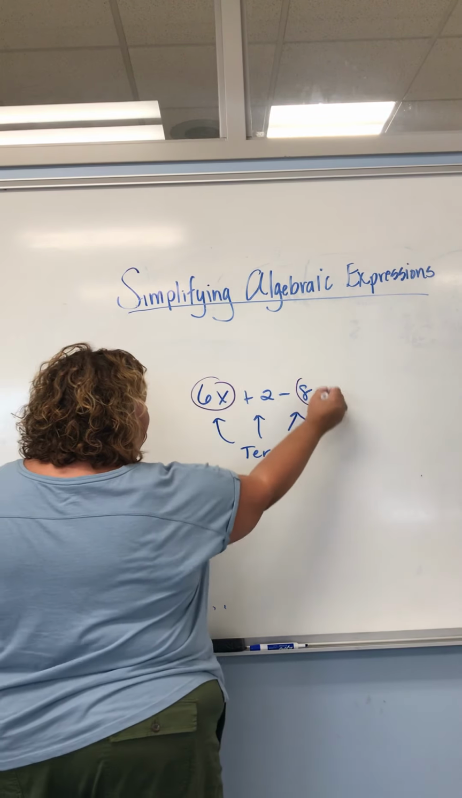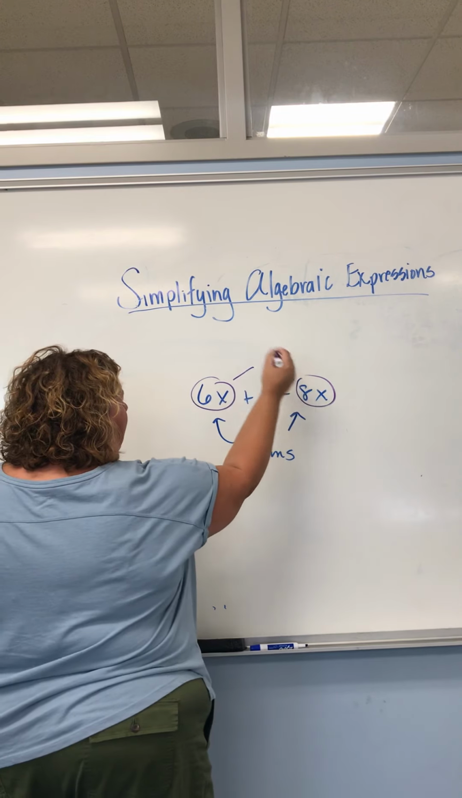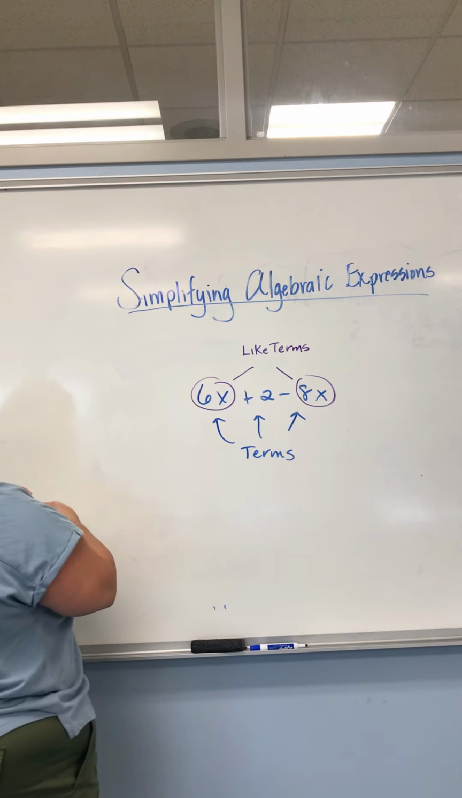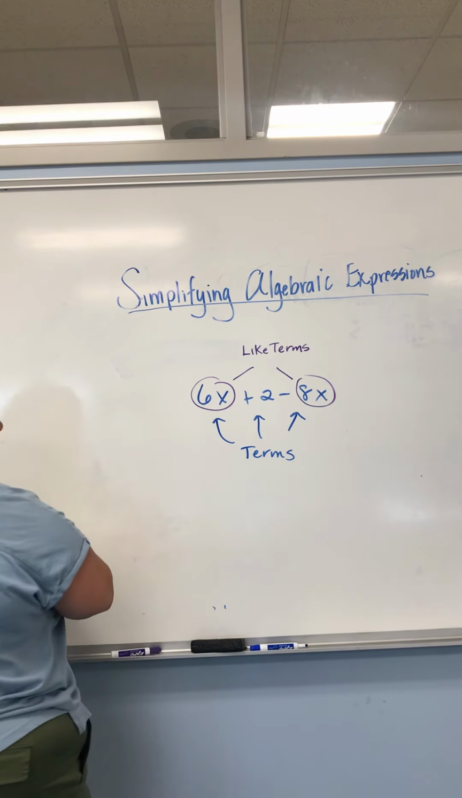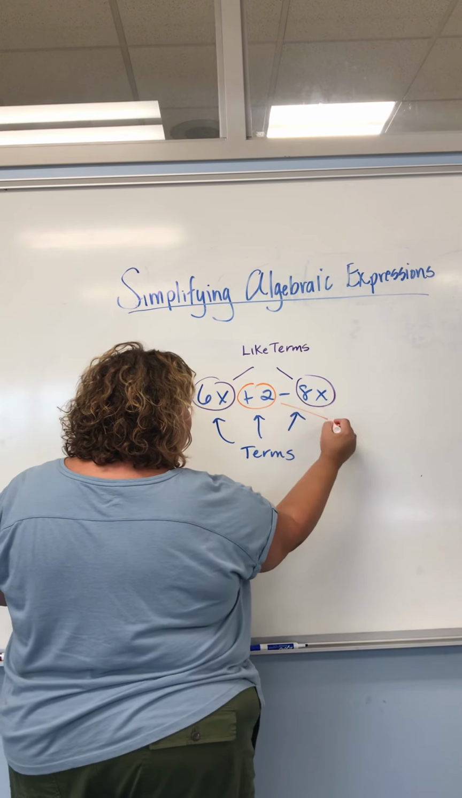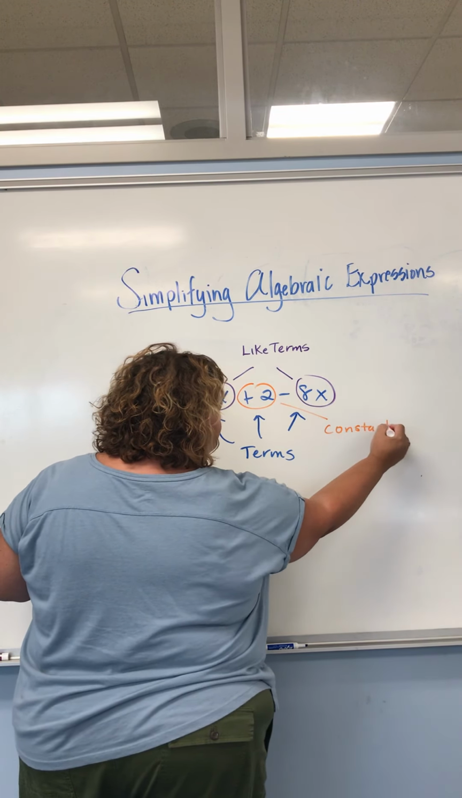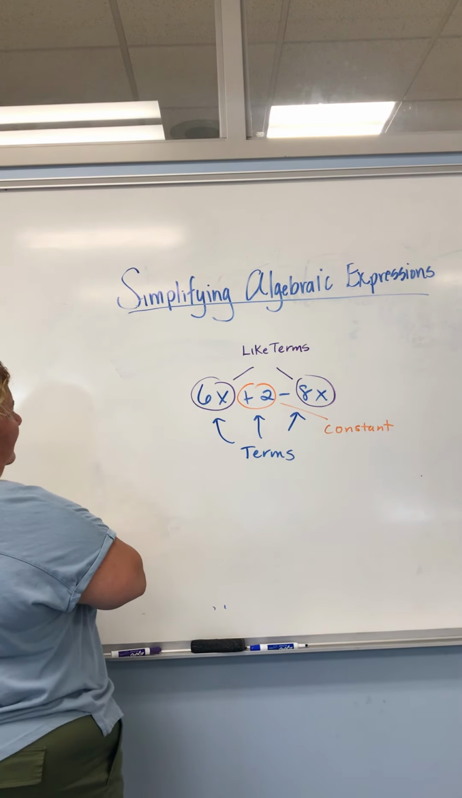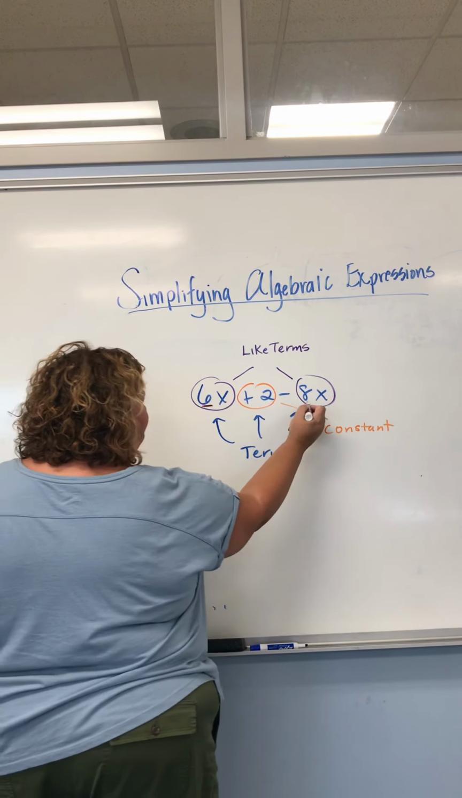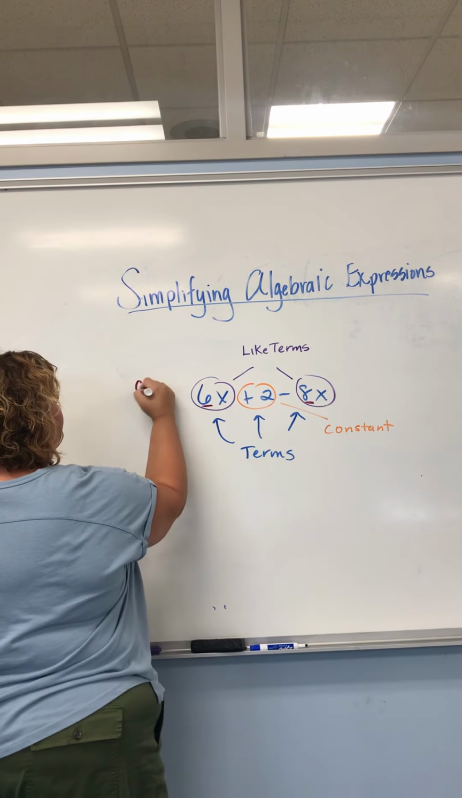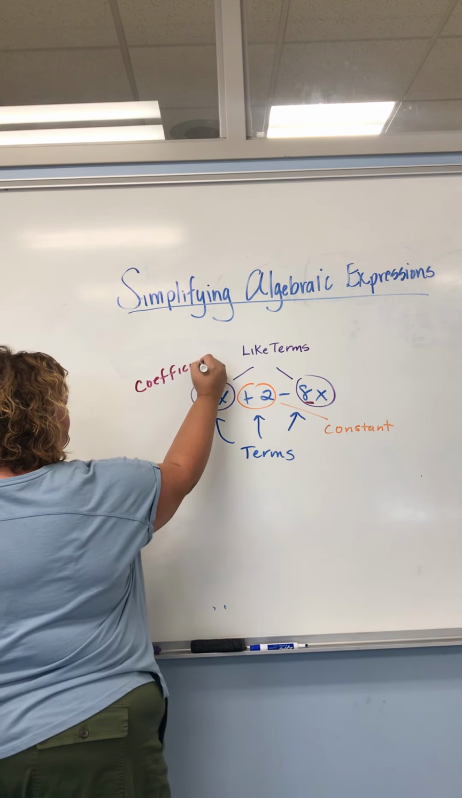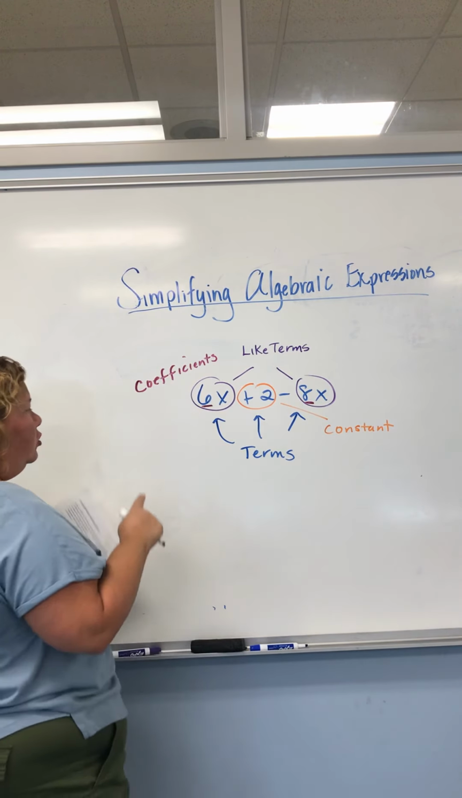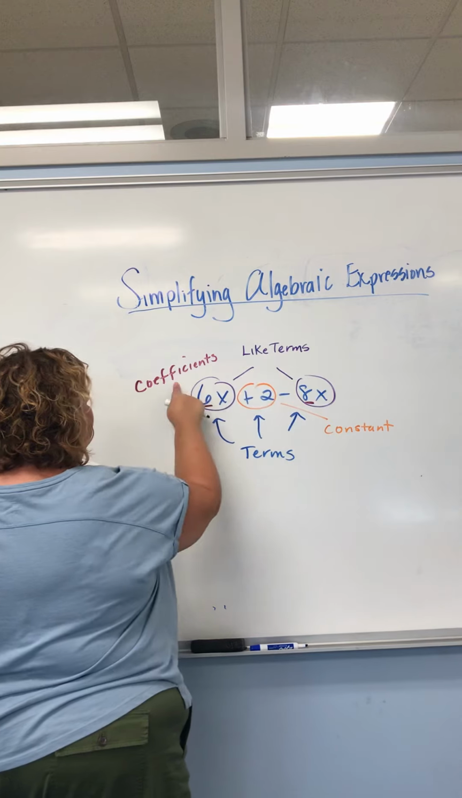6x and 8x, more specifically, are called like terms. They're like because they have the same variable. The 2 is called a constant. It's a constant because there's no variable attached to it. You also need to know that this 6 and this 8 are called coefficients. A coefficient is attached to a variable right in front of it. So you need to know terms, constant, like terms, and coefficients.